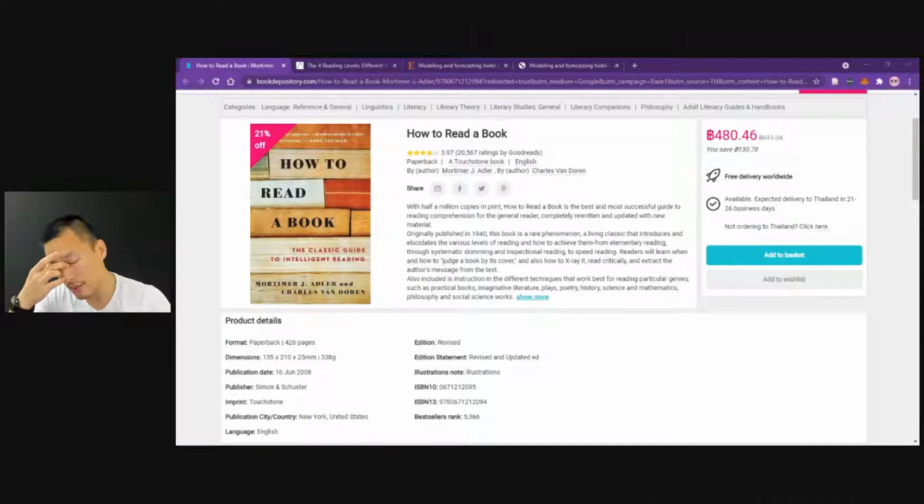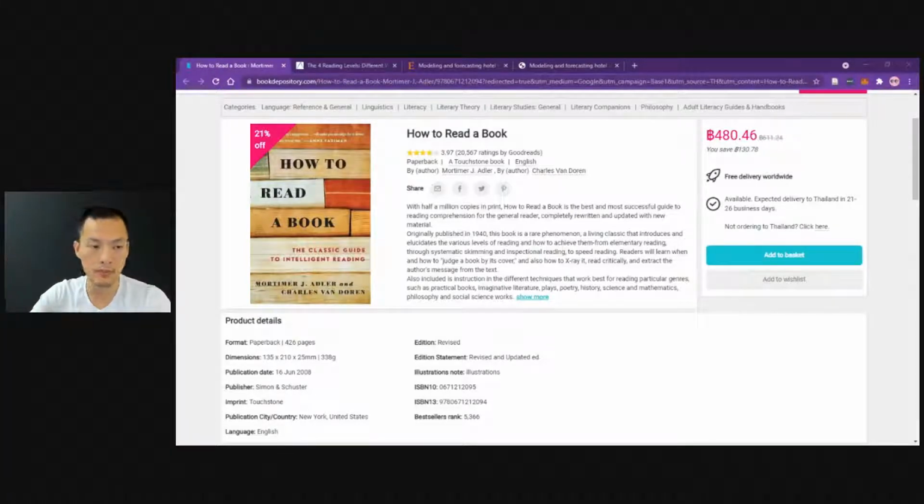So the main point of this book is that there is no single way of reading, right? Some of you will probably have tried speed reading or reading effectively or taking notes while reading or a bunch of other stuff, right?